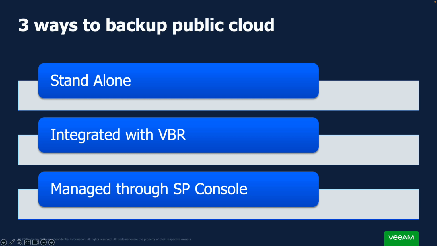The second one is the preferred method. This is integrating the public cloud appliance with a backup and replication server. We're going to talk about the whys in a moment, but just keep that in the back of your mind. Now, the third option is another good option for service providers, and it's not my favorite, but it's definitely preferred over standalone, and that is just deploying and managing the appliance through the service provider console. So with that in mind, let's take a look at the three options.